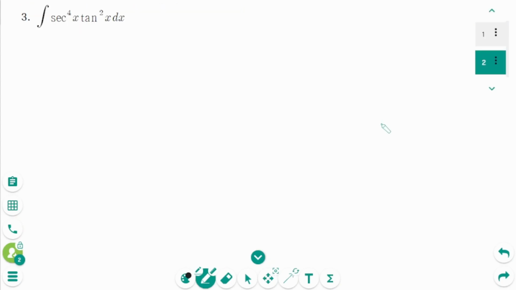However, if the power of secant is even and greater than 2, then we need to save secant squared x to make du. Now, let's see how it is used in the problem. Question 3. If the power of secant is even and greater than 2, then we need to save secant squared x for du. So, the integral of secant squared x times secant squared x, then keep tangent squared x, then dx, then this part save for du.